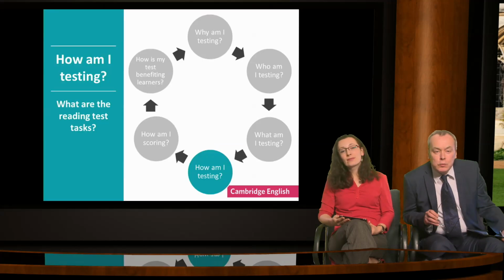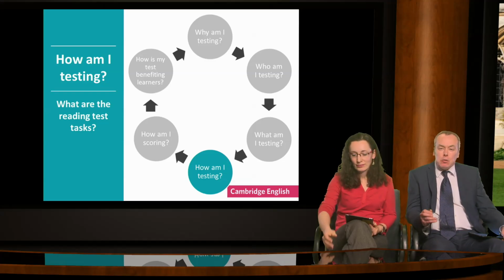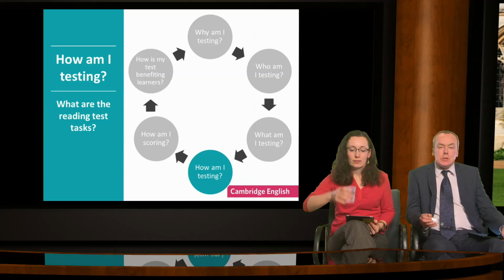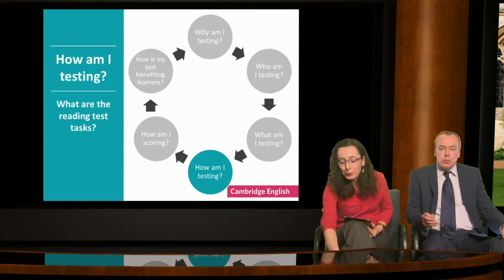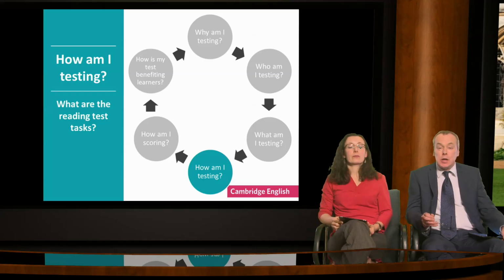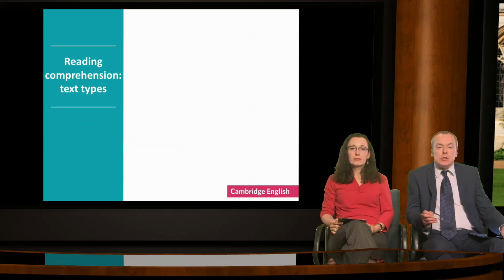So far, we've talked about what reading is and how we read. Let's now think about how we go about eliciting the various different sub-skills of reading in a test. The question here is, how am I testing? And the focus is on the types of tasks and texts we can use. Let's begin with texts and discuss the differences between the texts themselves.